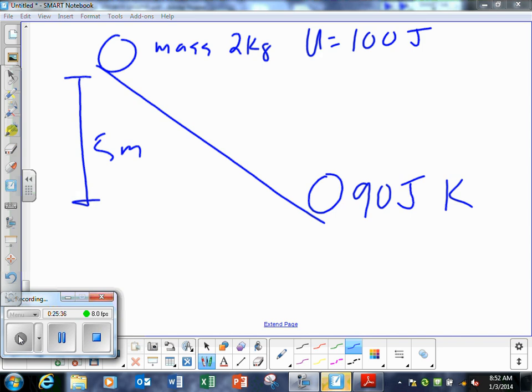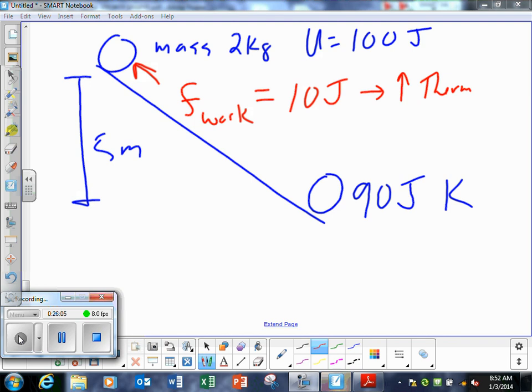Something worked on it. Yeah, so friction is going to be forcing on this ball the whole way down, and that's going to do work. How much work did friction do? 10 joules of work. So, what energy did friction turn this mechanical energy into? Yeah, so that's going to mean this is an increase in thermal energy of the ball and the ramp.